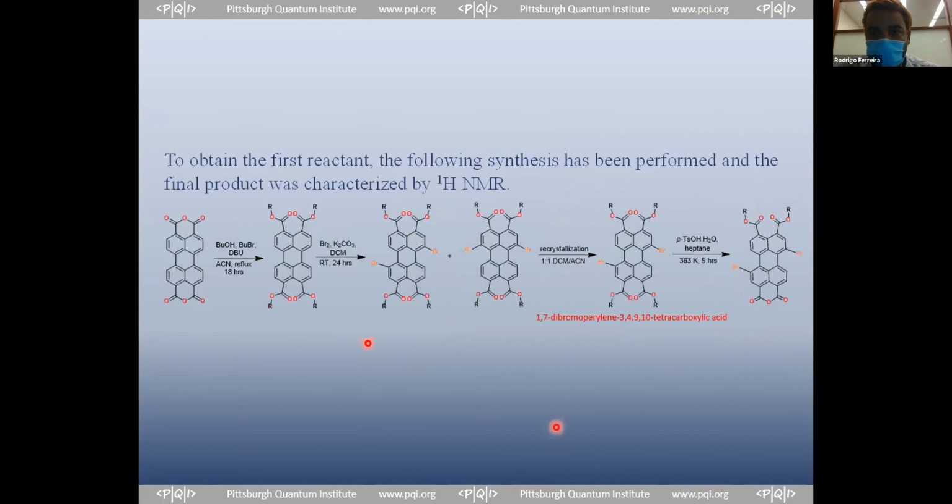To synthesize the first one, we started from perylene tetracarboxylic dianhydride, which is commercially available. After performing these two reactions, we managed to halogenate the compound. In order to obtain the pure regioisomeric form that we wanted, we had to recrystallize. And finally, we managed to form the anhydride on one of the sides by adding heptane.